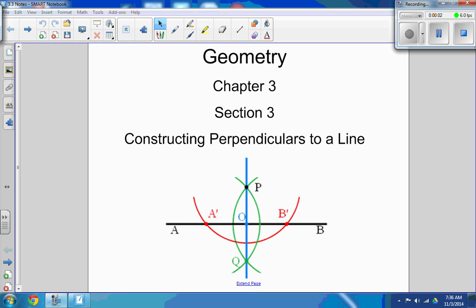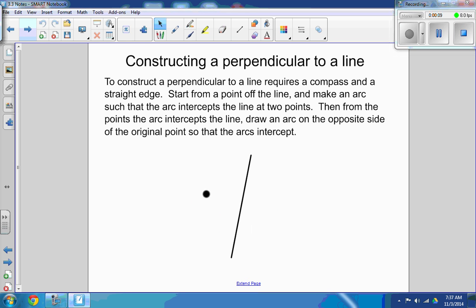Geometry, Chapter 3, Section 3, Constructing Perpendiculars to a Line. Constructing a perpendicular to a line requires a compass and a straight edge.